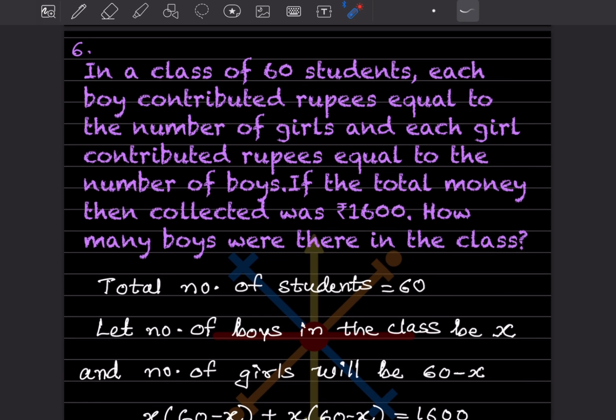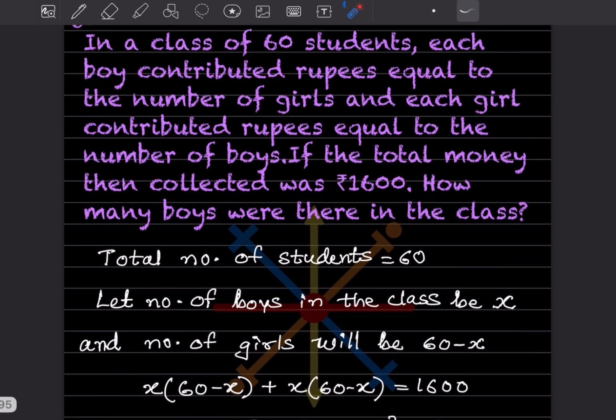In a class of 60 students, each boy contributed rupees equal to the number of girls, and each girl contributed rupees equal to the number of boys. If the total money then collected was rupees 1600, how many boys were there in the class? So the total number of students is given as 60. So let the number of boys in the class be x, and the number of girls will be, because the total number are 60, that will be 60 minus x. These two things should be clear.